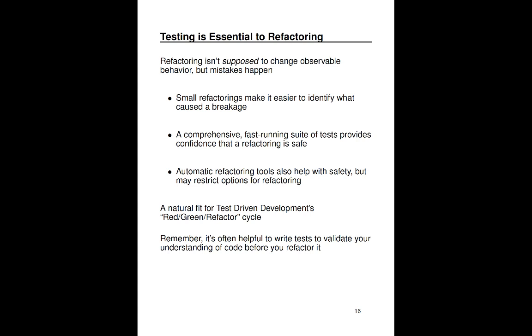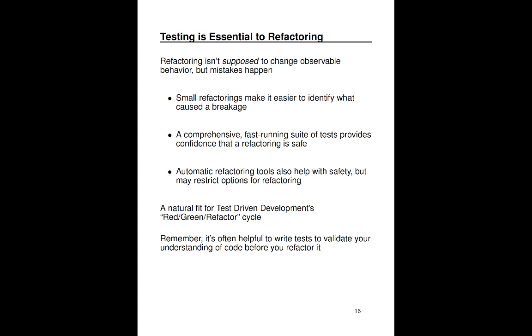Similarly, there are lots of tools for refactoring. All modern IDEs have the ability to perform many of these refactorings, and depending on the language, you can do so quite safely. But there are some refactorings that are too complex for a tool to identify and help you with, and that's okay. If you have a suite of fast-running tests, you'll get that feedback that you need right away, and you'll be able to make changes confidently.